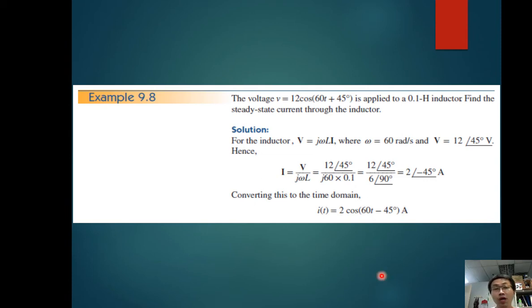So let's have a look at an example. The voltage V equals 12 cos(60t plus 40 degrees) is applied to a 0.1 Henry inductor. Find the steady state current through the inductor.